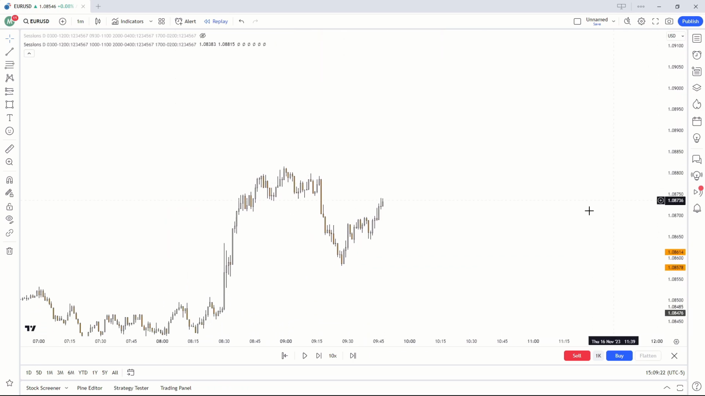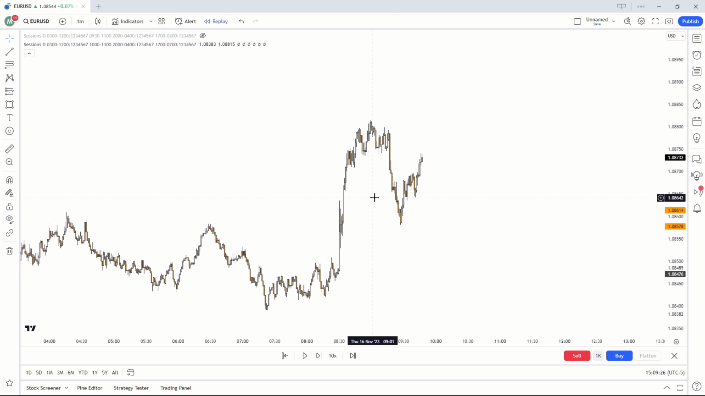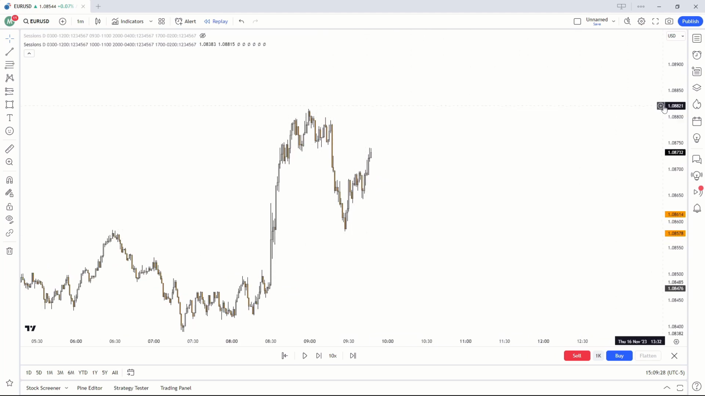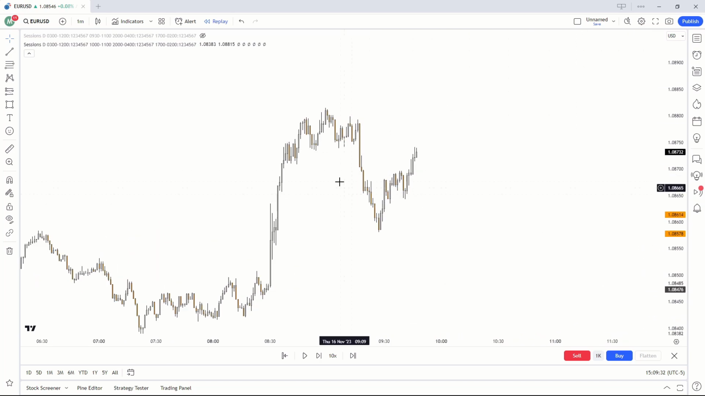So we are before our kill zone and we are looking at EURUSD. Firstly, we do not look at daily bias. This strategy does not require any bias at all. So we can look for a liquidity sweep to the downside or the upside.